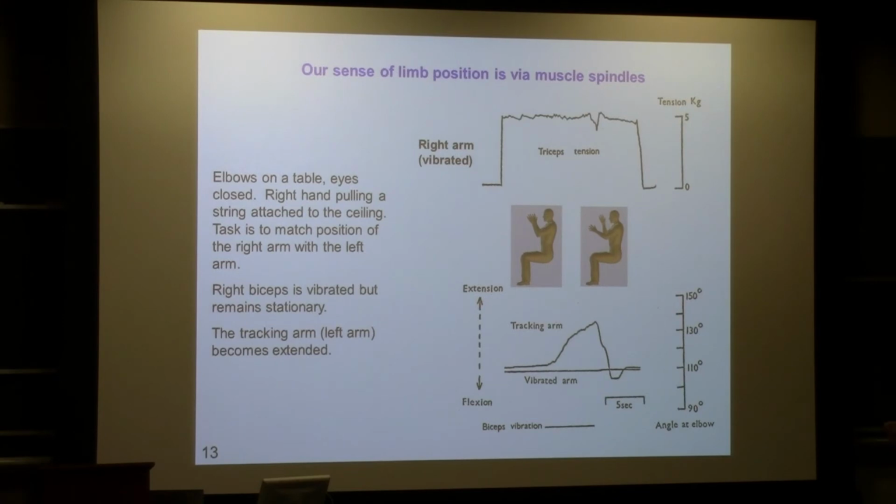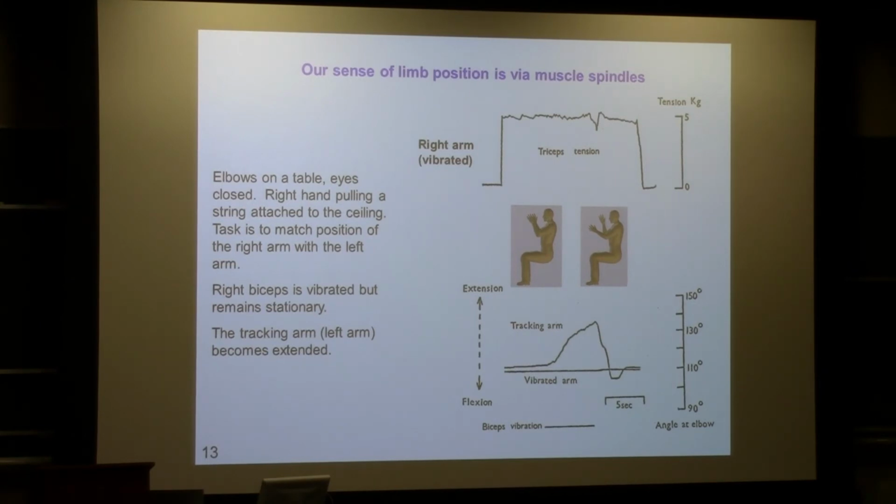And now what they did is that the right biceps is vibrated, but remains stationary. So the arm is the same length. It's not changing length. They vibrate the right biceps. By that I mean vibrating at about 100 hertz. You could do it with your cell phone. Just put it there and vibrate it. What happens is that it causes activity in those muscle spindles. And it tells the brain that the length of this biceps is increasing.